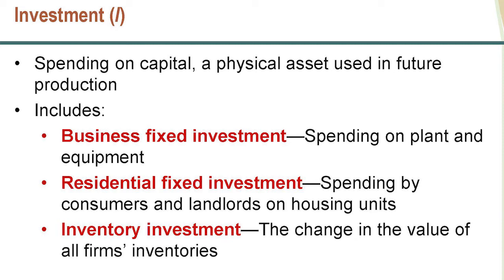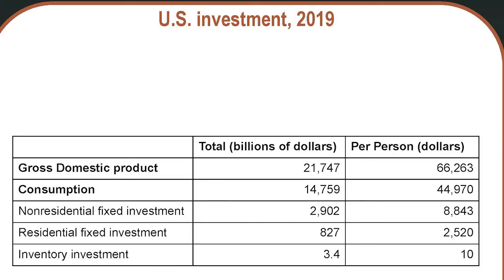The inventory investment category here fluctuates probably more than the other categories. So again, we include consumption here so that we have something to compare the investment to. Consumption is roughly 14 trillion, and investment combined would be about $3.7 trillion in 2019. That amounts to roughly $11,000 per person. So investment is a smaller share of GDP than consumption.